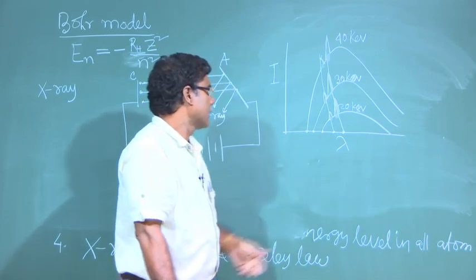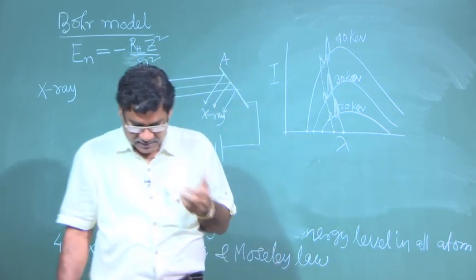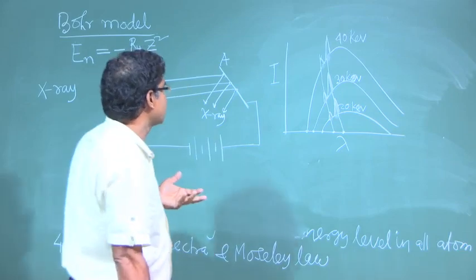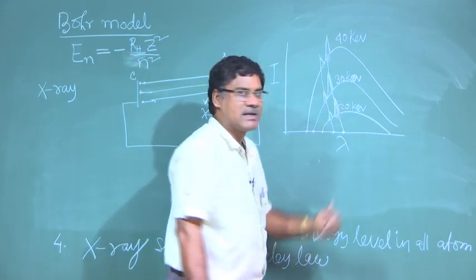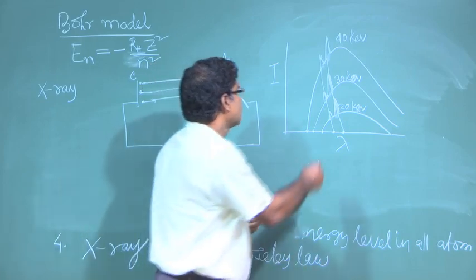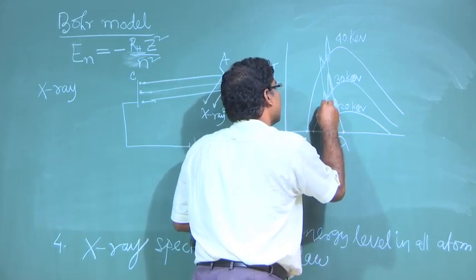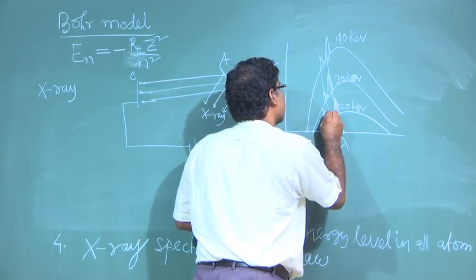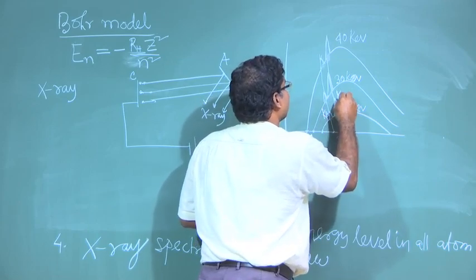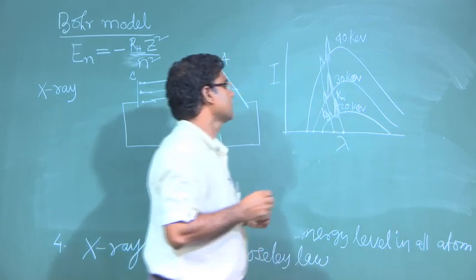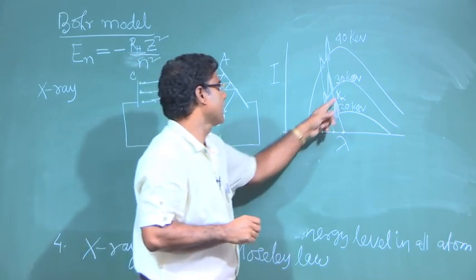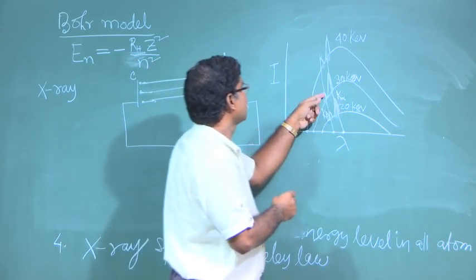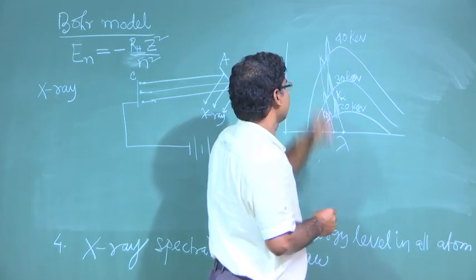Okay. So, the origin of this is now understood. What Moseley did, this peak was named K beta and this one K alpha, okay. K beta, K alpha, also these are the K beta line, this is the K alpha line.